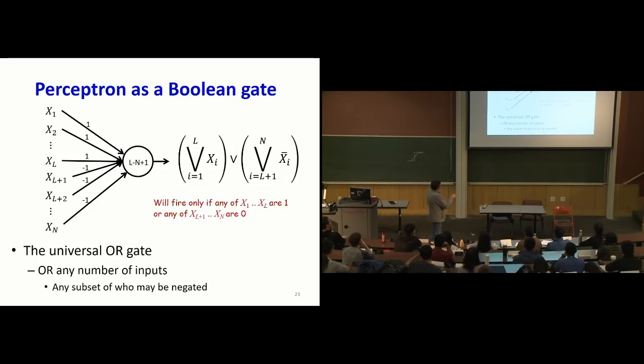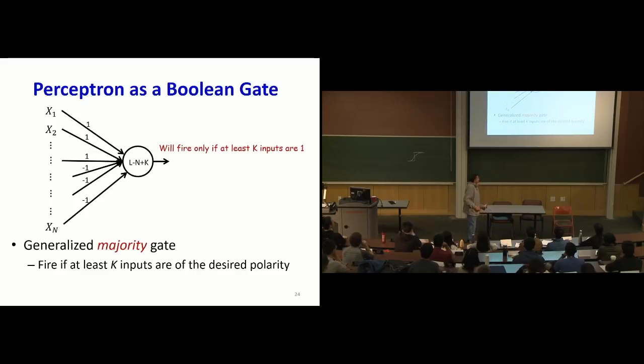And under that condition, these are 0, so they produce no input. These are 1, so the total input is going to be L minus n. I want the threshold to be just more than that. So the threshold is L minus n plus 1. This guarantees that this will fire under the condition that we've stated, if any of the first L components are 1 or the subsequent n minus L components are 0, right? So it's pretty powerful. Here's something even more magical that it can do.